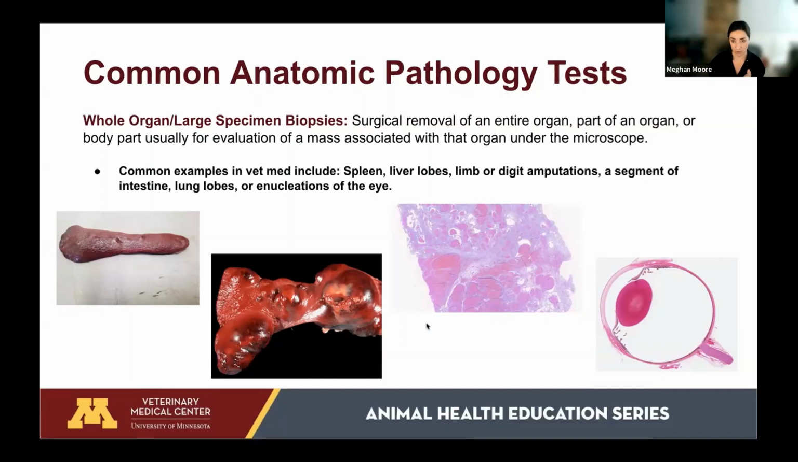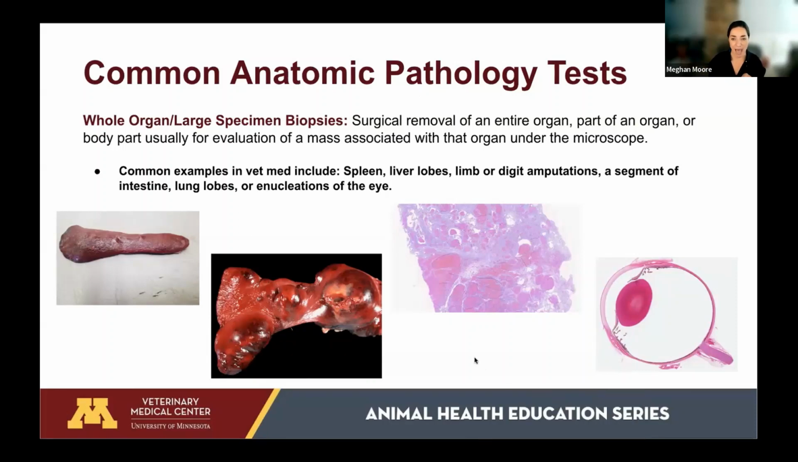Other examples include eye enucleations. And so the last image there is of an eye, and hopefully you can appreciate that. And this, I think, drives home the point that as an anatomic pathologist, we look at the entire tissue with its preserved architecture. And so with eyes, you can see the lens and the cornea and the sclera, all of the different parts of that organ can be assessed for disease.